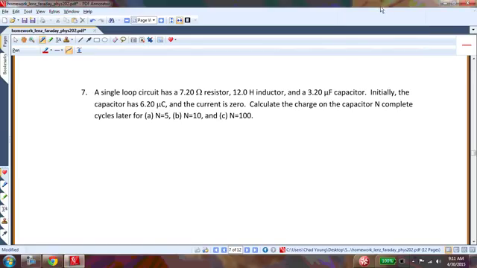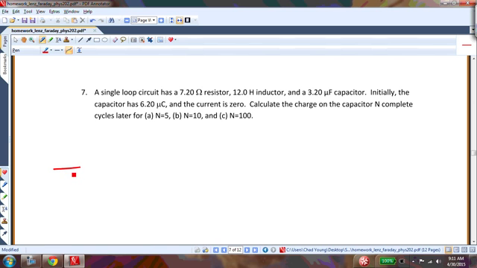Okay, continuing on with number 7, I have a single loop circuit that has a 7.2 ohm resistor, a 12 Henry inductor, and a 3.2 microfarad capacitor. Initially, the capacitor is 6.2 microcoulombs and the current is 0. Calculate the charge on the capacitor in complete cycles later for n equal 5, 10, and 100.